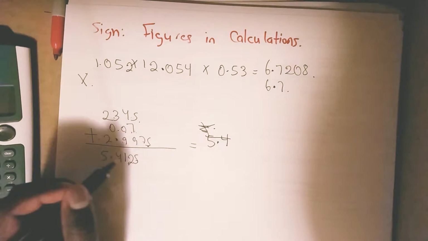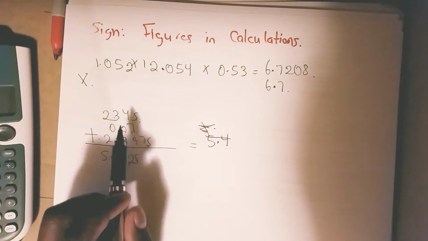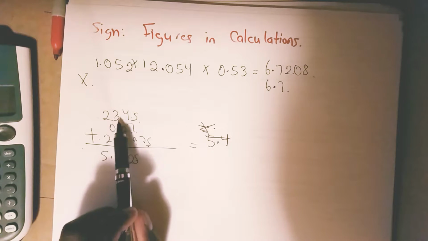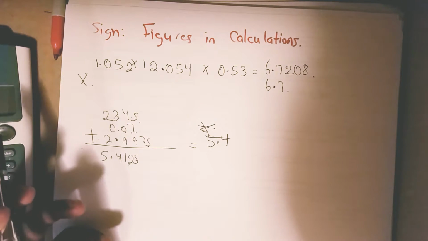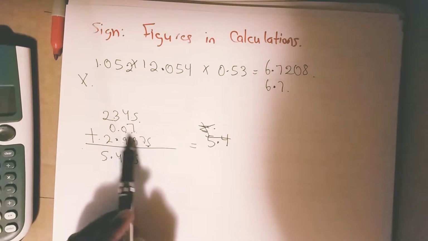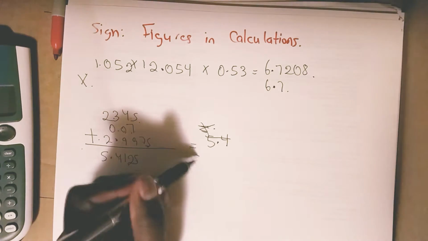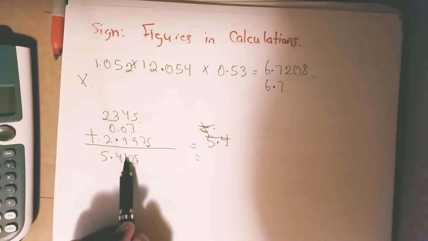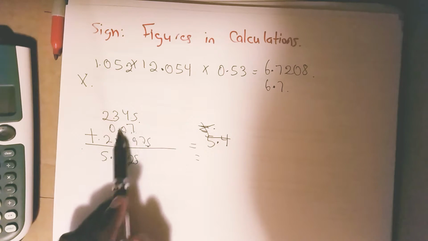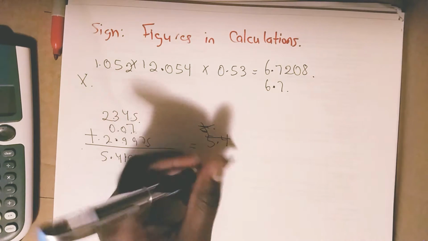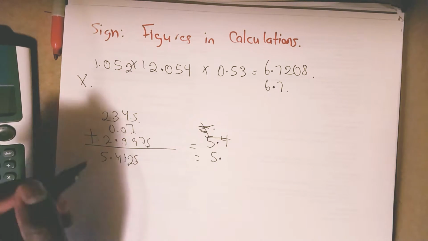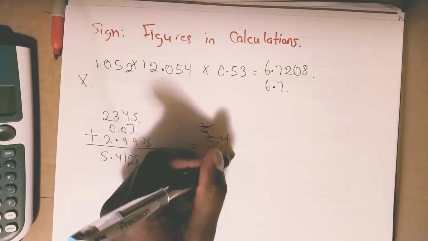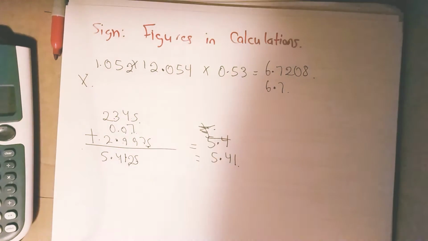When you add, you take the least amount of decimal places. So in this case, it's 2 decimal places, so you take 2 decimal places, 1, 2. So the least amount of decimal places is 2. So the answer would be 5.41. That's how you do it when you add.